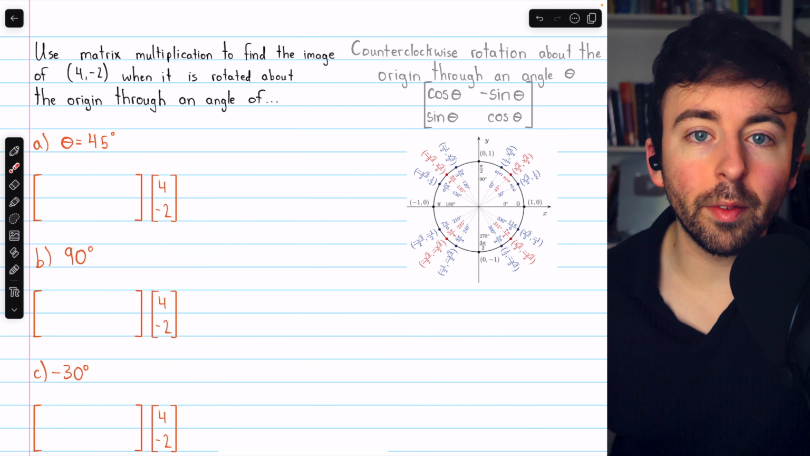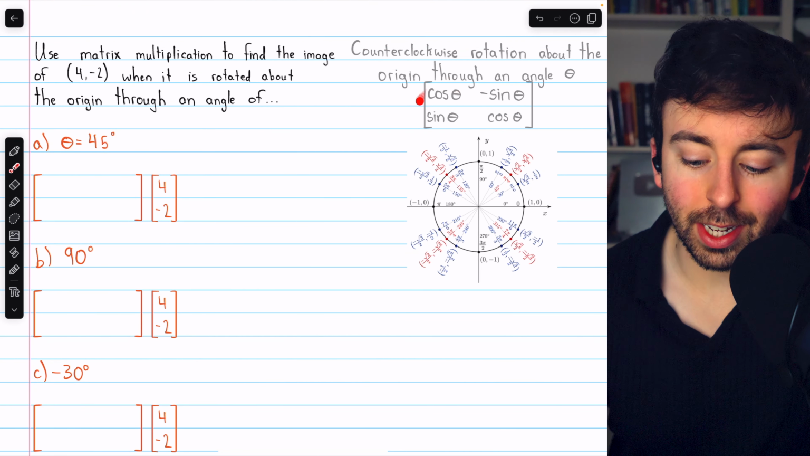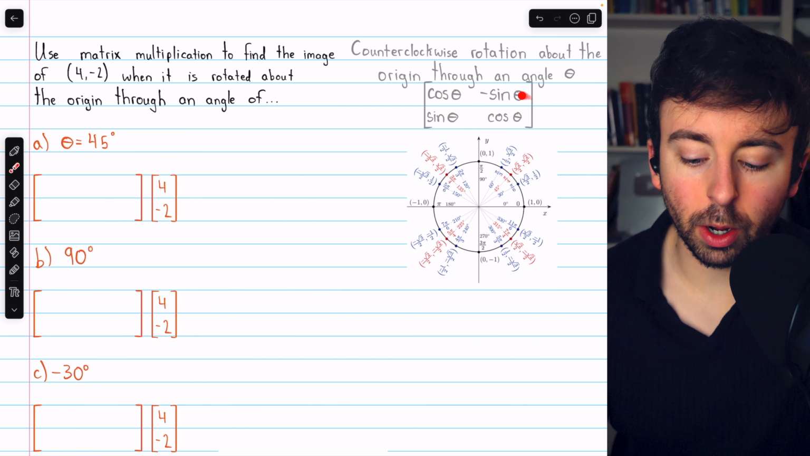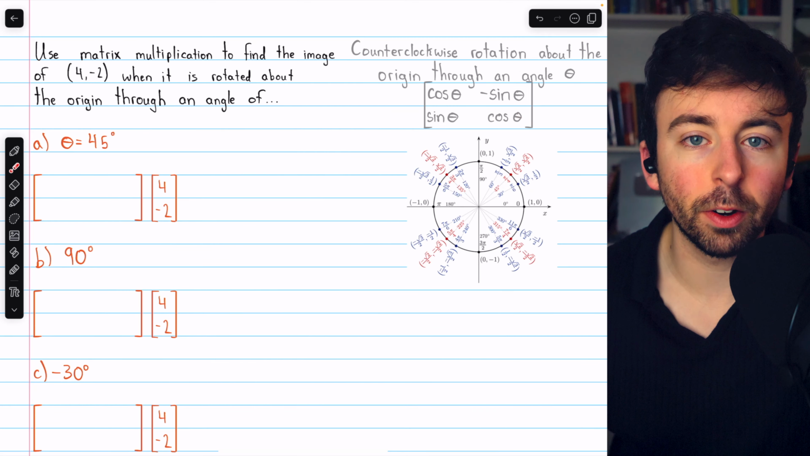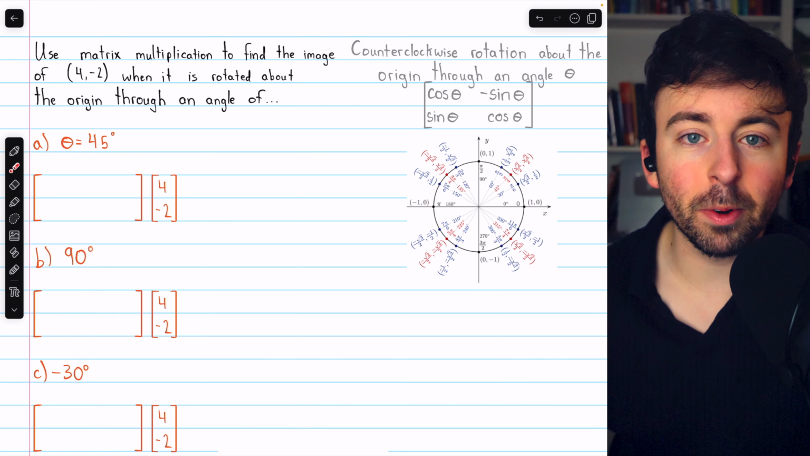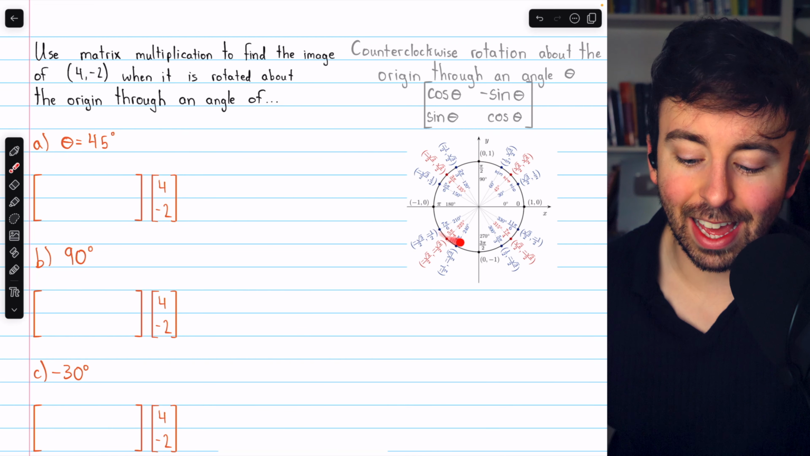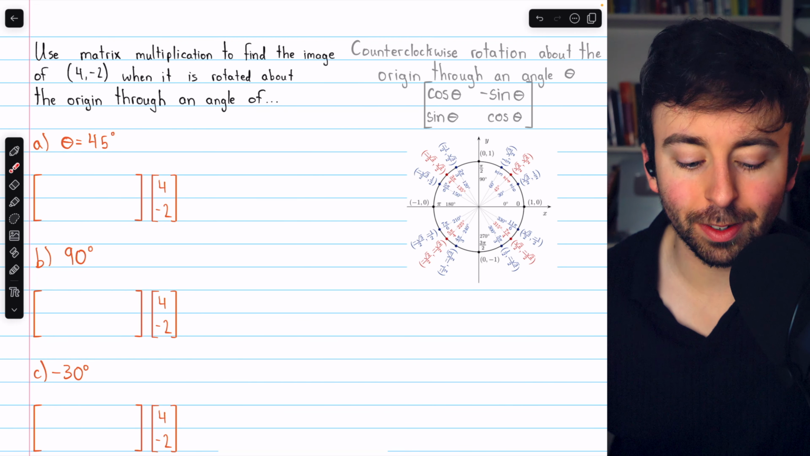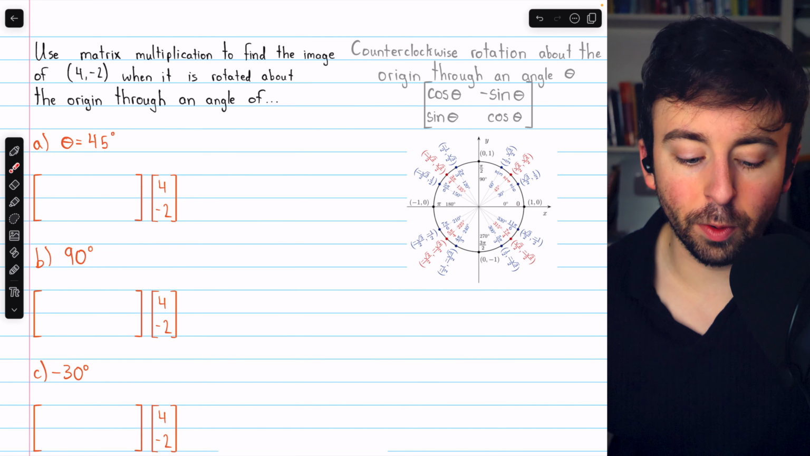A few things will obviously be useful here. Firstly, the standard matrix for a counterclockwise rotation about the origin through an angle of theta. That's seen here, which we talked about in a previous lesson. Ideally, you have the unit circle memorized, but if you don't, obviously you're going to need that, and here that is for our reference. So let's go ahead and use this information to complete the first problem.